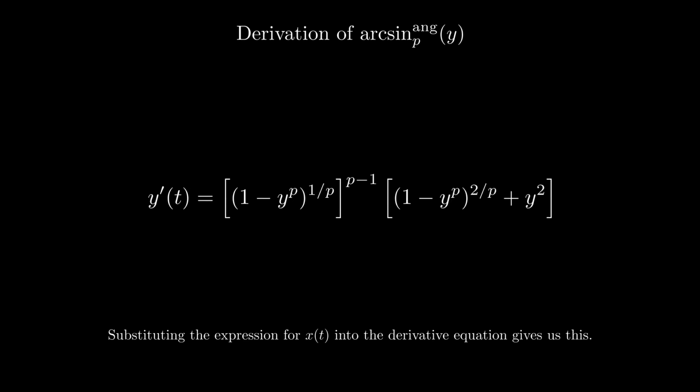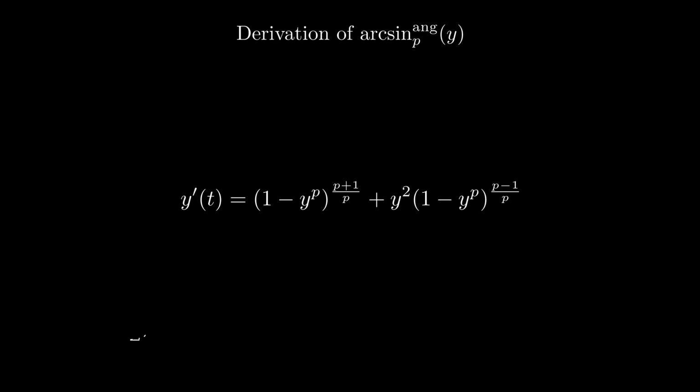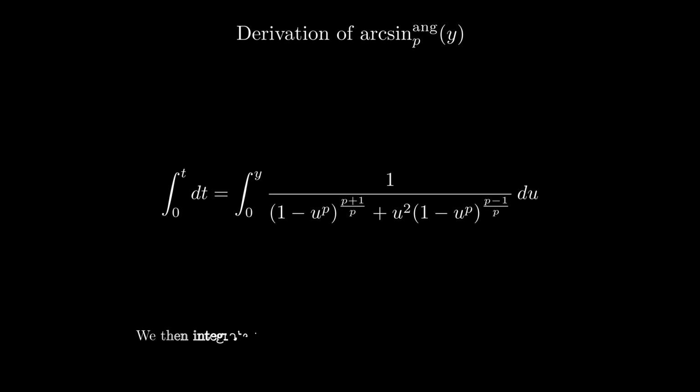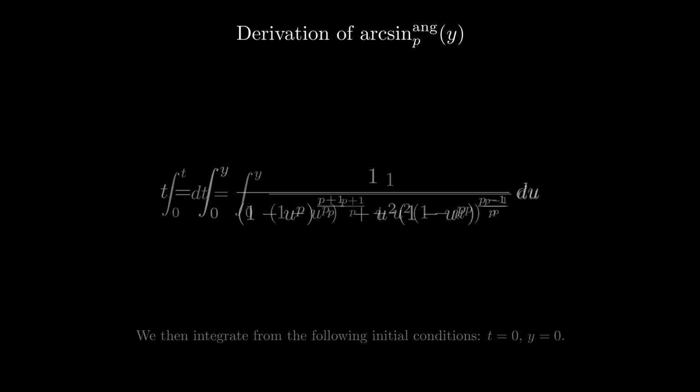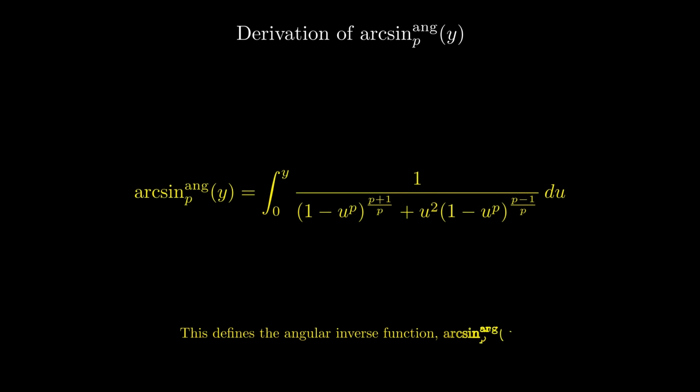We replace x of t by these expressions in the derivative expression for y of t. And then we just simplify a bit with exponent rules. The next step is to write the derivative in the Leibniz notation and then do a separation of variables. Now we can integrate from 0 to t and 0 to y. These boundaries are justified because the initial conditions are given, and voila, we have solved for t as a function of y. That's the angular arcsine of y.